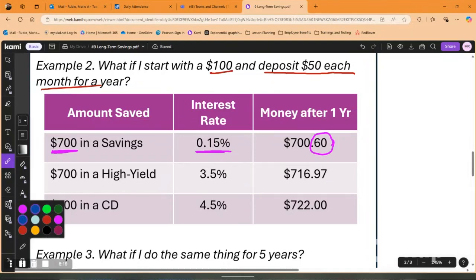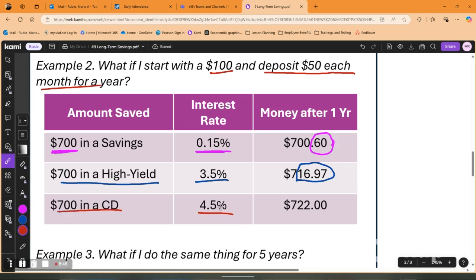But look at this high yield at 3.5%. After a year, you're going to have earned almost $17 just by saving your money and putting it into this high yield savings with a little bit of a higher interest rate. $700 will now be $700 and almost $17. So now you can start to see like, oh, okay, if I save a little bit more money, I'm going to start adding up to a lot more savings.